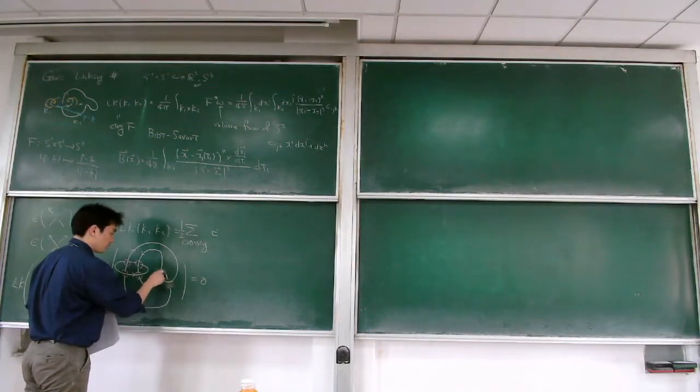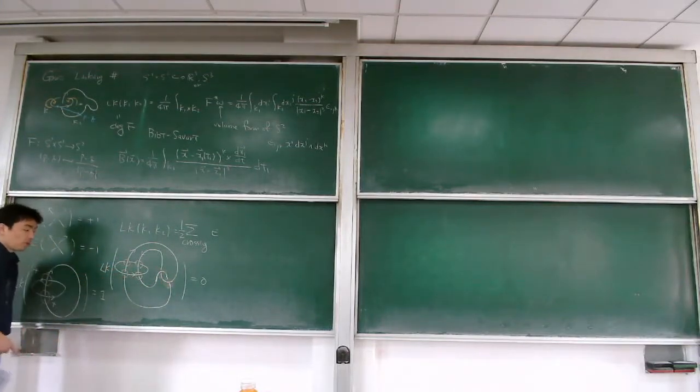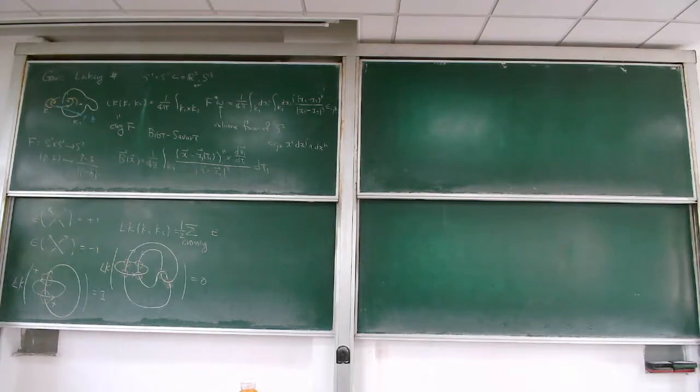We should include only this part. So they cancel each other. Positive and negative crossings cancel each other, and it becomes 0.